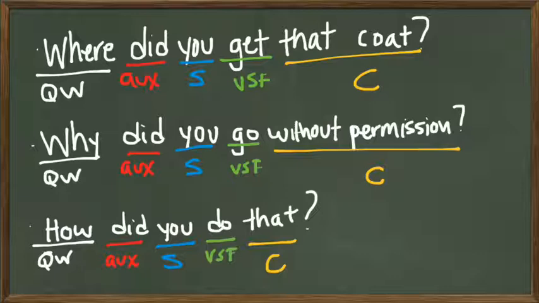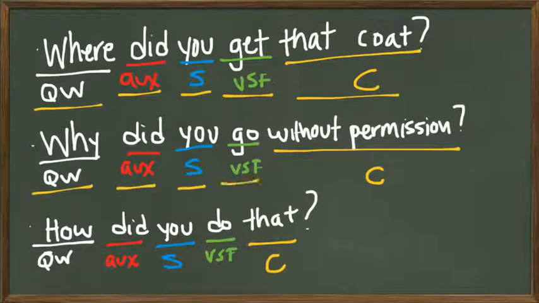Now here are some examples of question word questions. Number 1. Where did you get that coat? The formula stays the same. As usual, we have question word, auxiliary, subject, and verb in simple form, as well as our complement. In the second one, why did you go without permission? Question word, auxiliary, subject, verb in simple form, and complement. Third example, how did you do that? Question word, auxiliary, subject, verb in simple form, complement.